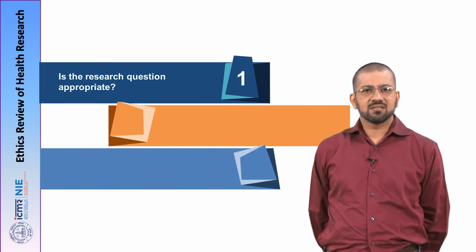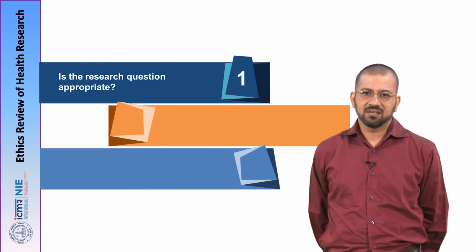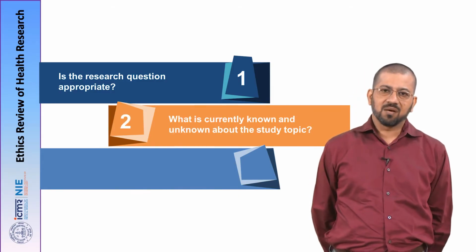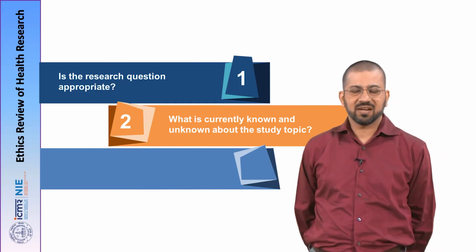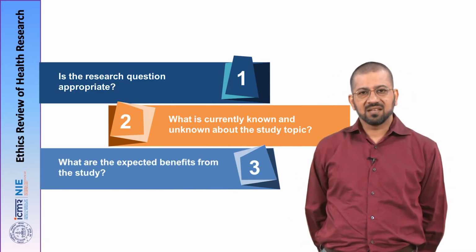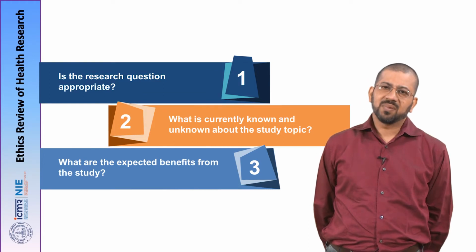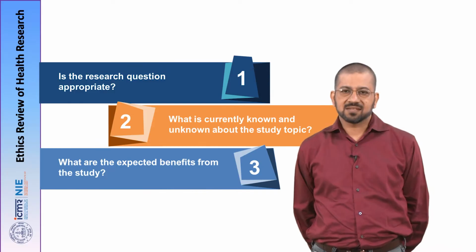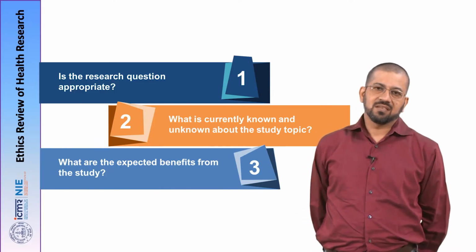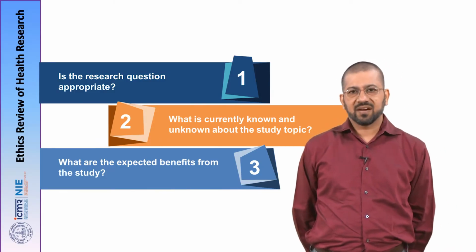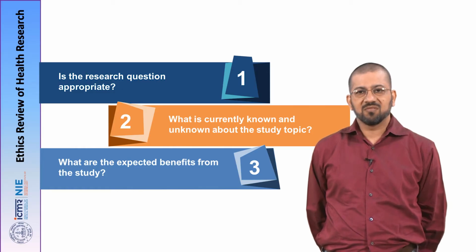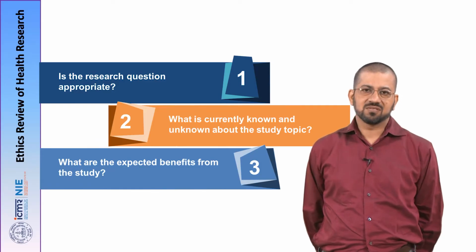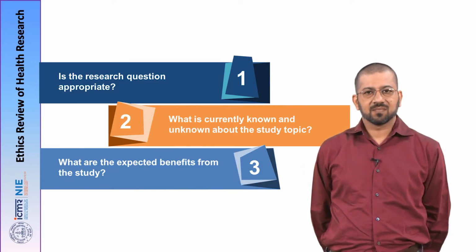One, is the research question appropriate? Secondly, what is currently known and unknown about the topic that we are trying to study? And finally, ultimately, what are the benefits that we expect from the study? An ethics committee as well as the investigator, when he or she is writing the proposal, needs to be very mindful of being able to answer all these three questions appropriately.